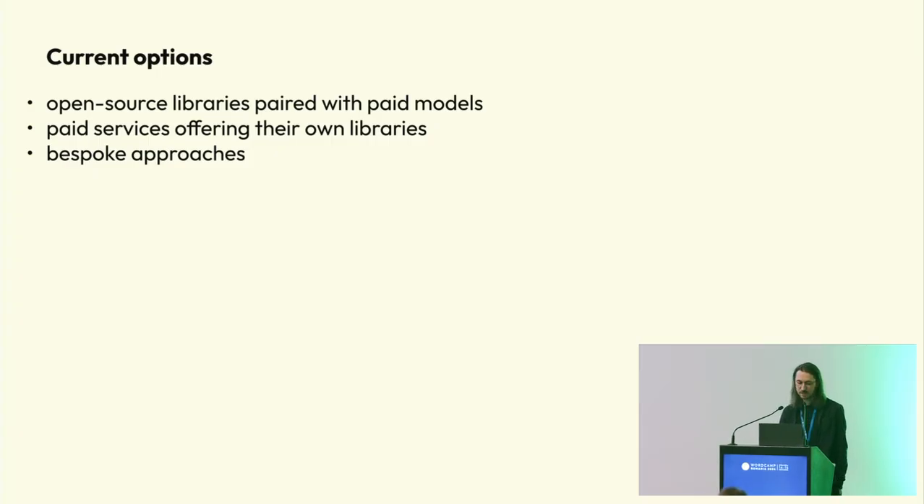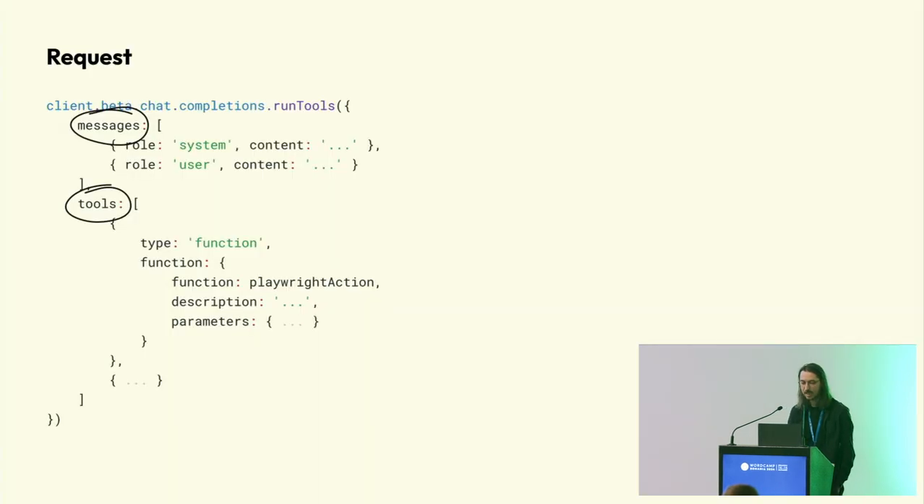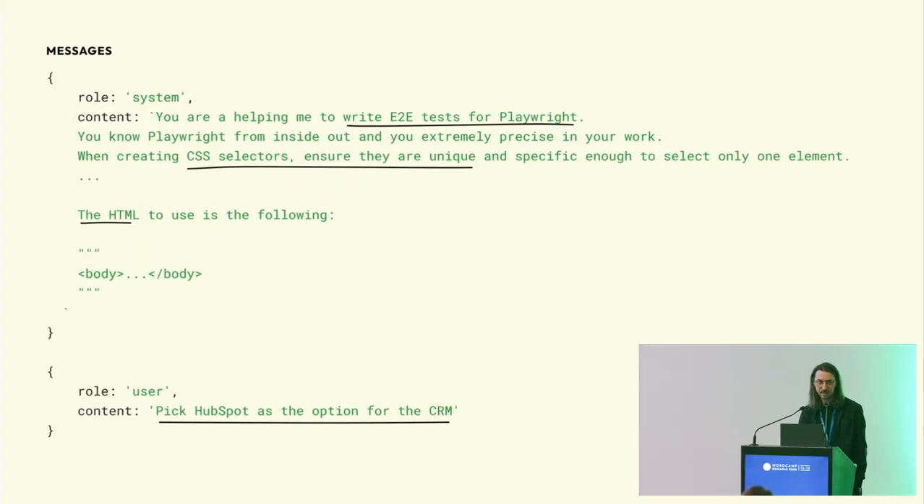And probably the most interesting, if we just build it ourselves. And I just want the high-level overview to demystify how this works when we call this run function. So the first thing that has to happen is we have to send a request to the large language model. This has to contain messages and tools.